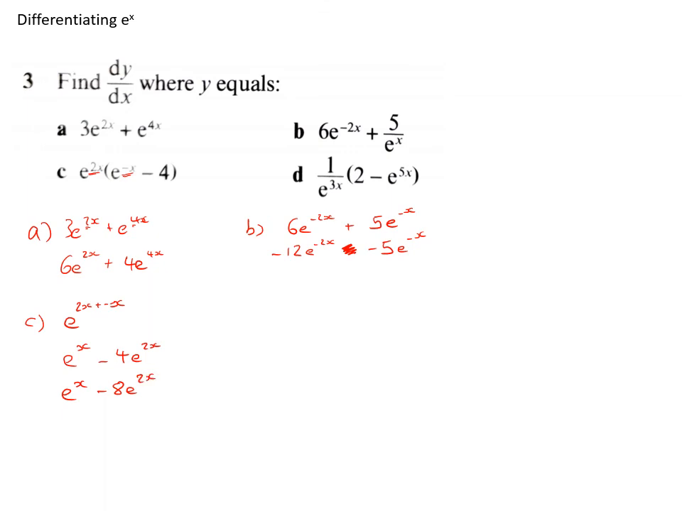And same idea with part D here. I could rephrase my first term as e to the power of negative 3x. That equates to 1 over e to the 3x. Leave my powers in there. Then I need to just expand the brackets here. So I'd have 2e to the minus 3x, and then minus e.